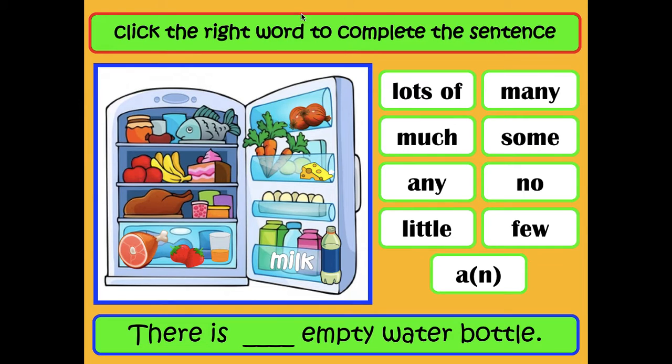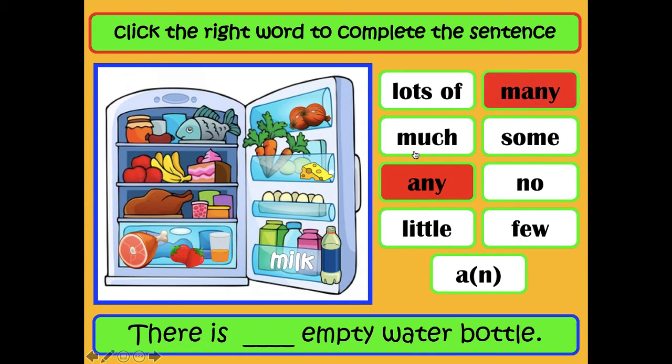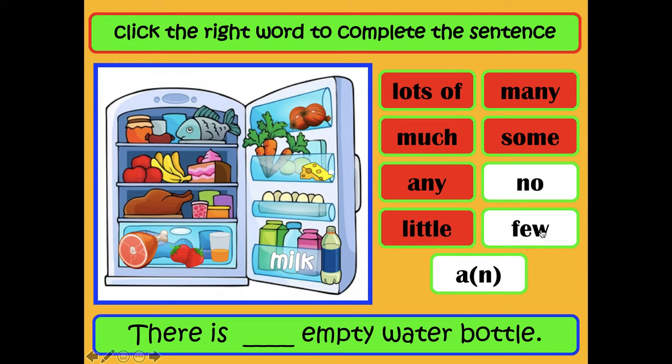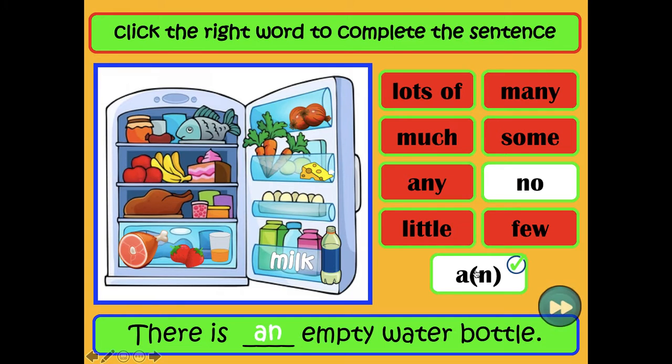We have here a fridge and we have a lot of things here. And it says the sentence, there is empty water bottle. We have here a lot of, many, much, some, or any. What do you think is the answer? Any? No. Many? No. What about if we use some? No. A lot of? No. Much? No. A little? No. Few? No. The correct answer is a or an. There is an empty water bottle. For this case, we have here the empty water bottle.